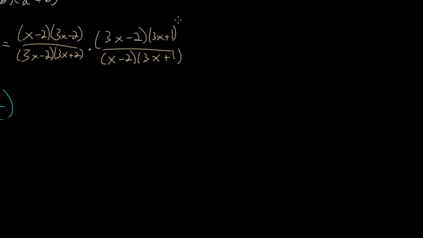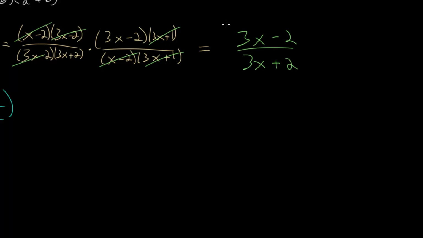Okay, so it looks like everything worked. We were able to factor everything and simplify. And at this point, we can make cancellations. If we have something in the top and the bottom, they will cancel out. So it looks like x minus 2 can cancel out. This 3x minus 2 will cancel in the top and bottom. And this 3x plus 1 will cancel in the top and bottom. So all of this will simplify to 3x minus 2 over 3x plus 2. So this should be our final answer.